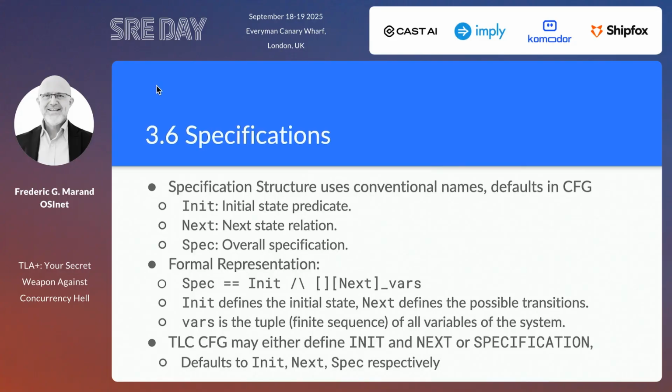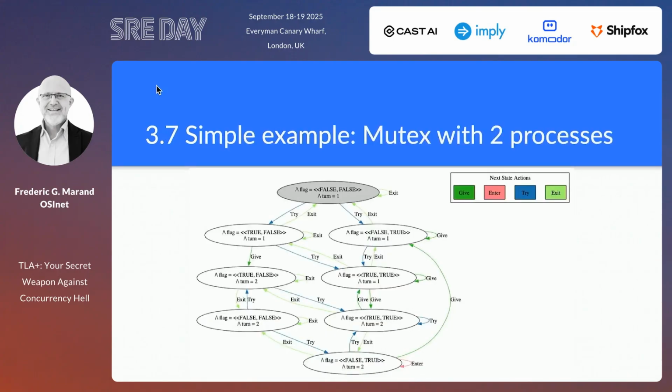Specifications are just the way you codify what properties will exist, the initial conditions, different variables. Basically, this is the configuration you are going to push into your model to validate it. And you can define either init and next, or completely a specification yourself. Here you have an example of a mutual exclusion, like the mutex in Go. And already with just two conditions, you have 8 states.